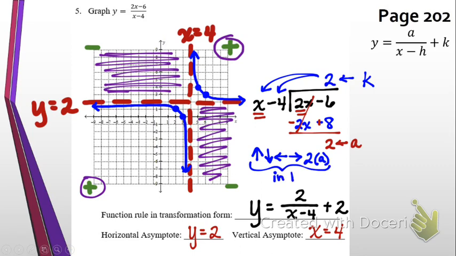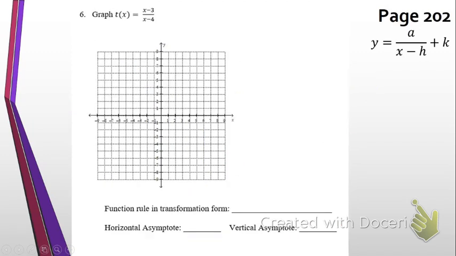Let's do one last graph, and we'll call it a day. Very bottom one here. How do I set this up? X minus 4 on the outside. X minus 3 on the inside.